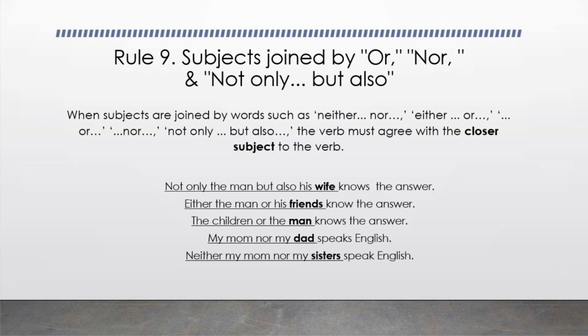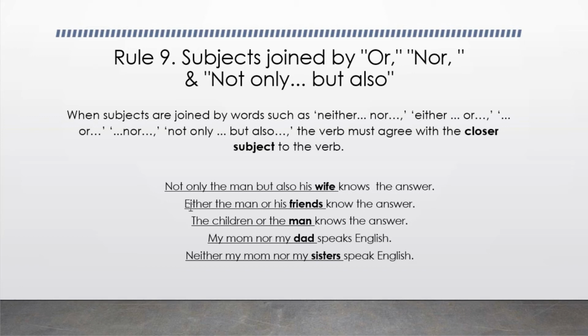Rule number 9. Subjects joined by or, nor, not only but also, neither nor, or either or. When you have subjects like this, the verb must agree with the closest subject to the verb. For example, not only the man, but also his wife. This is a complex subject. The word wife is closer to the verb knows, and it's singular. That's why you add an s to the verb.